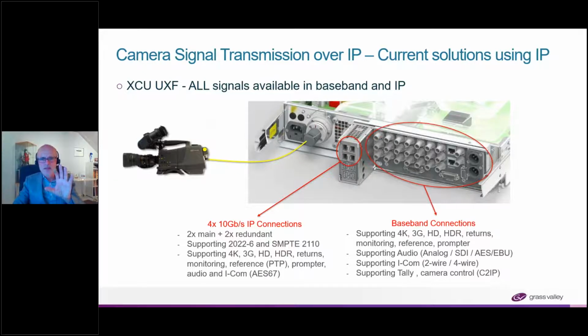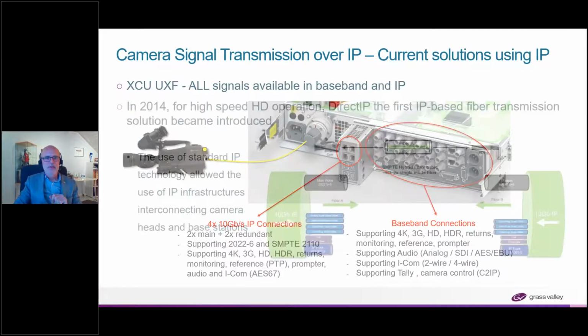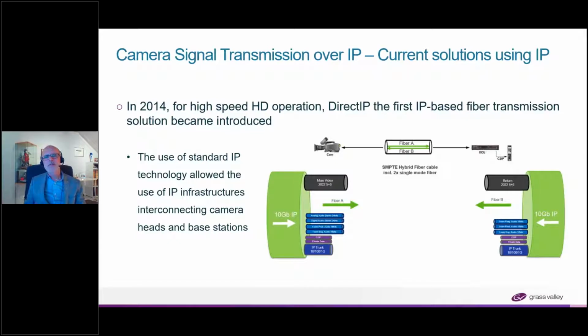Just a summary. The current cradle supports baseband as well as IP side by side at the same time. And on the yellow cable here, which simulates the camera cable between the camera head and the base station, we also send IP signals already.